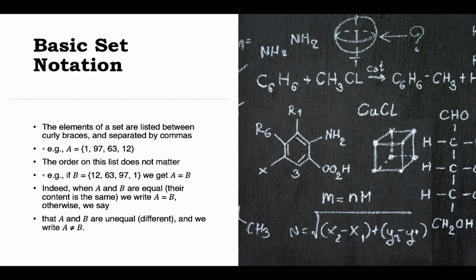Basic set notation. The elements of a set are listed between curly braces and separated by commas. Example: A equals {1, 97, 63, 12}. The order on this list does not matter. Example: if B equals {12, 63, 97, 1}, we get A equals B. Indeed, when A and B are equal, their content is the same. We write A equals B, otherwise, we say that A and B are unequal, different, and we write A not equal to B.